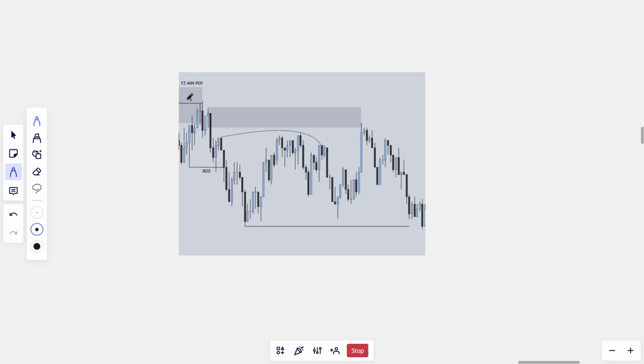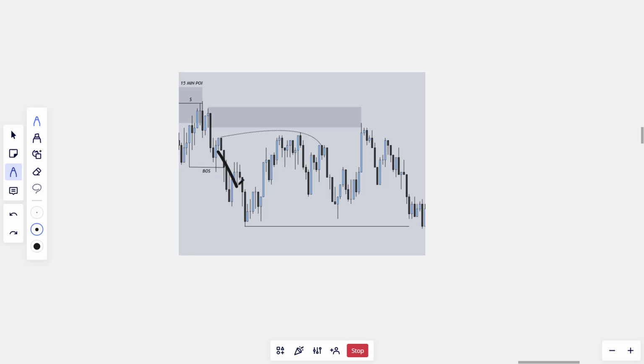You can see that price came back up, tapped into this 15-minute point of interest, boom, and then gave a liquidity sweep of these old highs right here inside of the 15-minute point of interest, and then came and gave us a change of character. But I just put a break of structure right here just to make things simple. A change of character is just a type of break of structure, but with the market just going up, change of character. So right here, price came and gave us a break of structure of these old lows right here, boom.